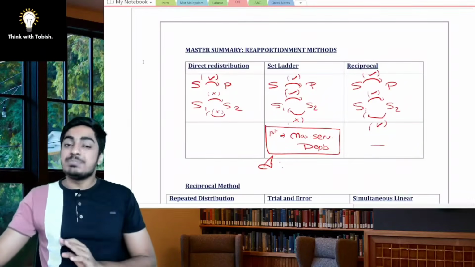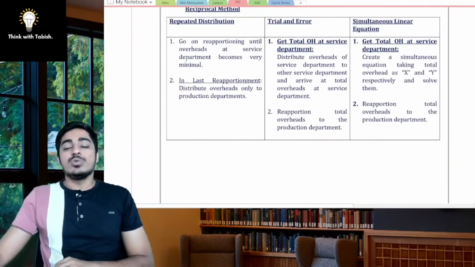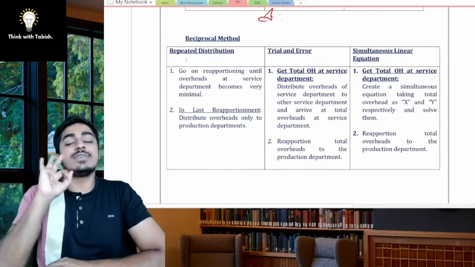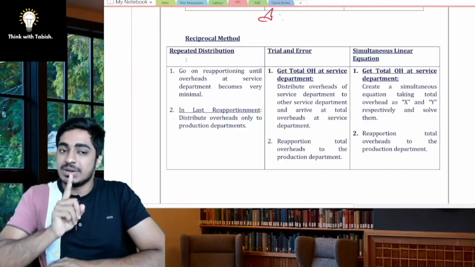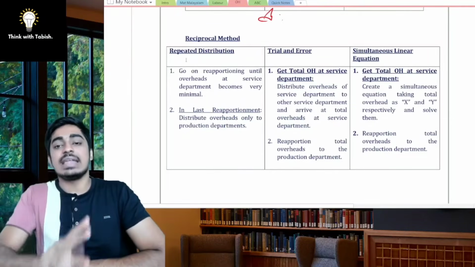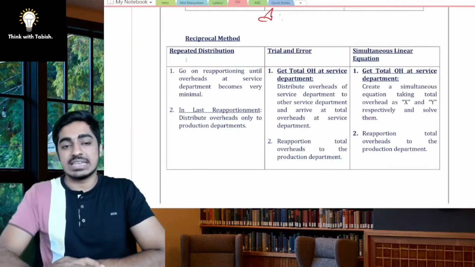Then we have the reciprocal method. How do we distribute the overheads? Again, we have three methods. First is the repeated distribution, then we have the trial and error, then we have the simultaneous linear equation.